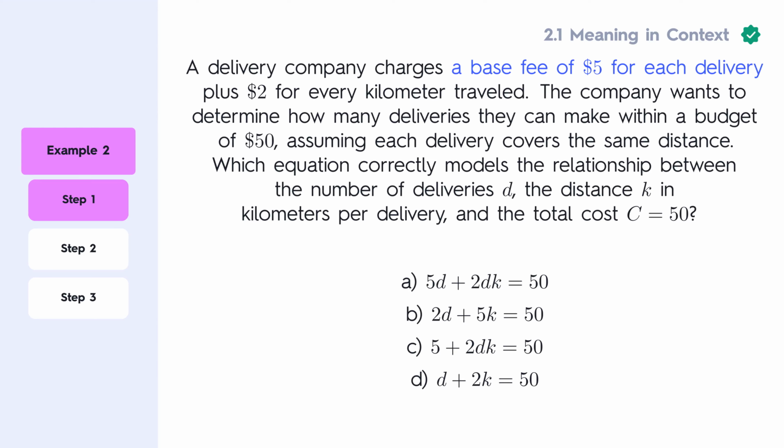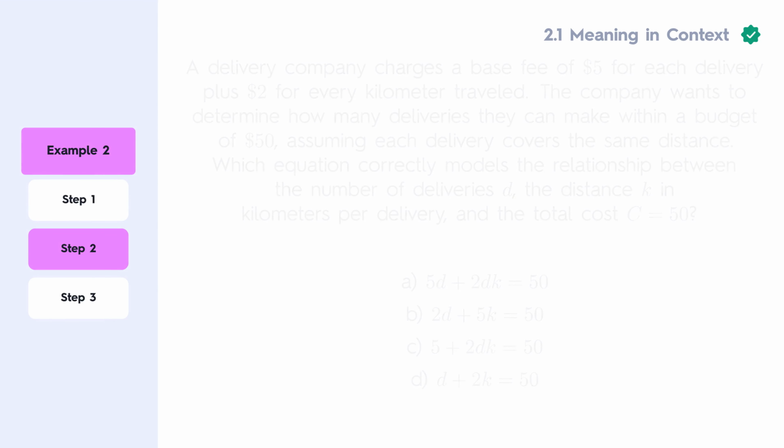The company charges a base fee of $5 for each delivery. There's an additional charge of $2 per kilometer for the distance traveled. The total budget for the deliveries is $50. So, we need to model the relationship between the number of deliveries d, the distance k for each delivery, and the total cost, which cannot exceed $50. To solve this, we need to create an equation that includes all the charges.